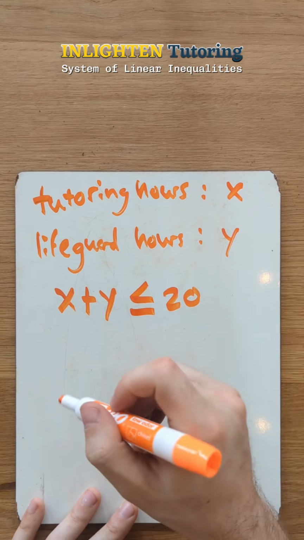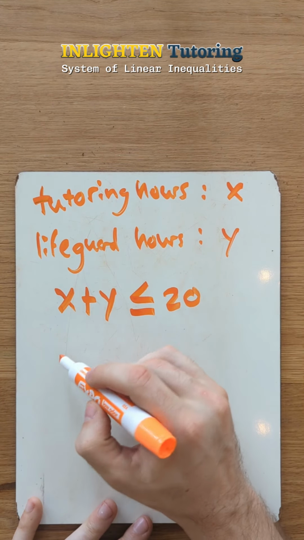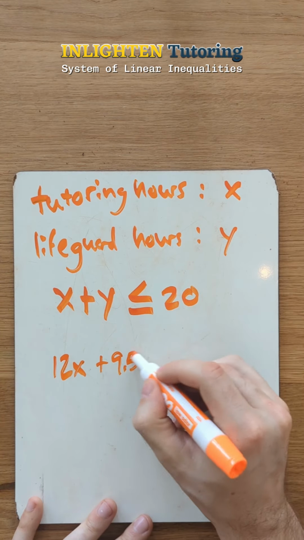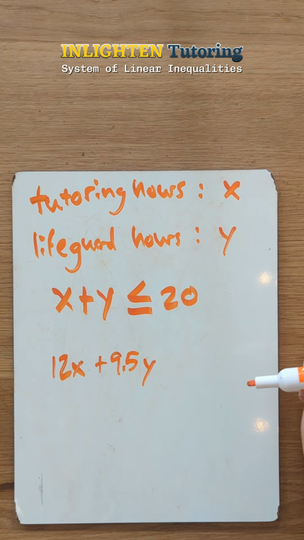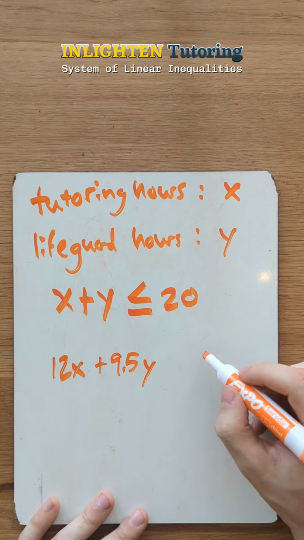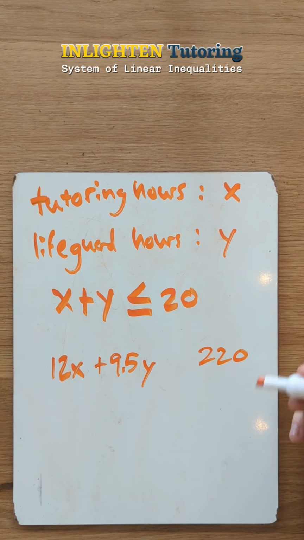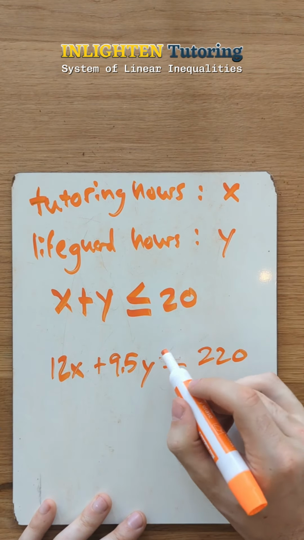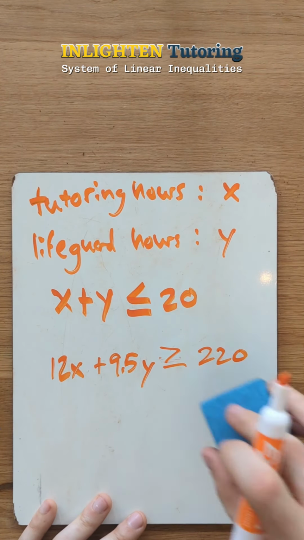The first inequality listed for B and C, they both have a 12x plus a 9.5y. Let's try and figure out what this part means. They're relating it to a 220. The thing that B and C disagree on is whether it's like this or whether it's like this. So let's try to figure that out.